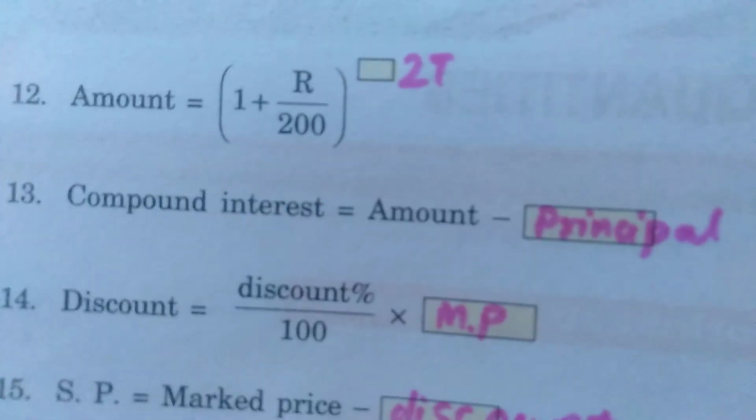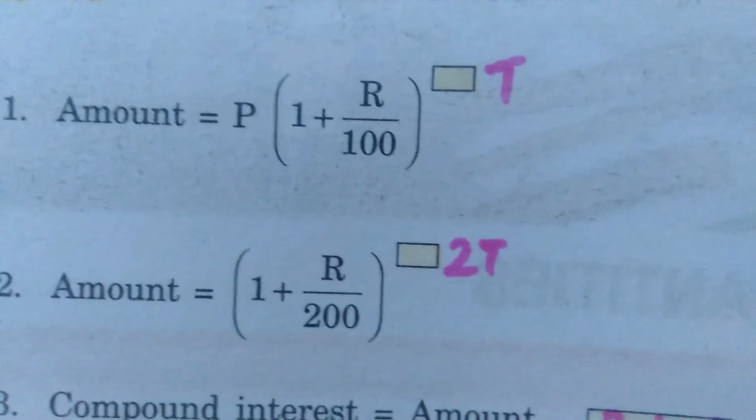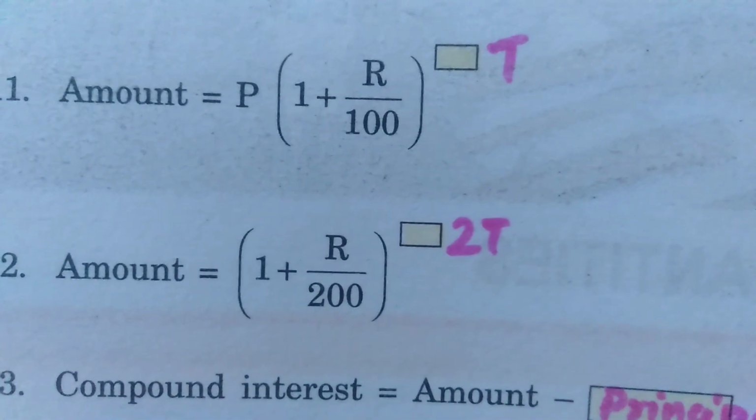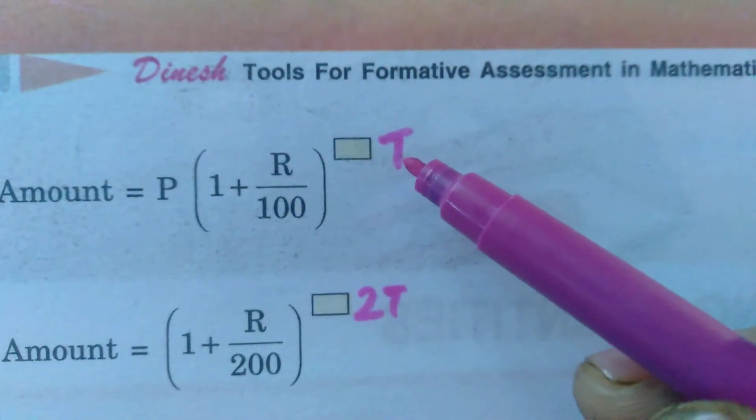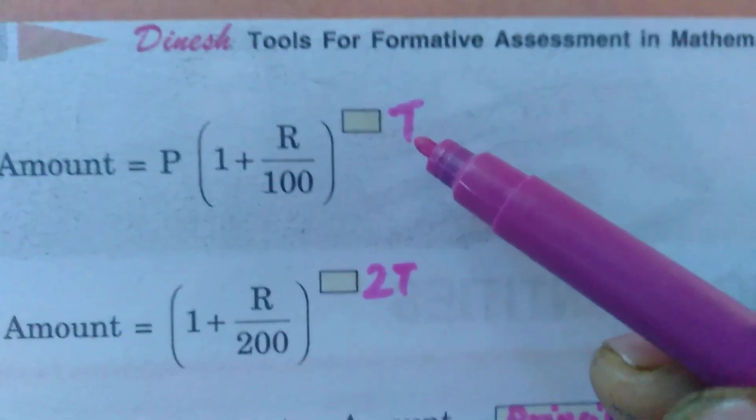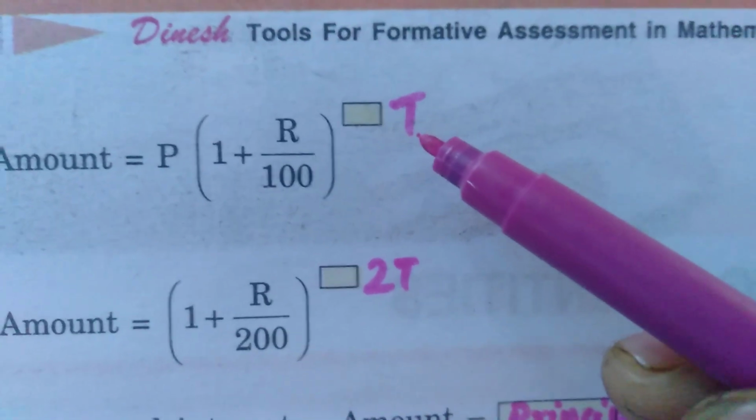Then is your next question. Amount is given as P 1 plus R upon 100 whole to the power T, where this T is the time.